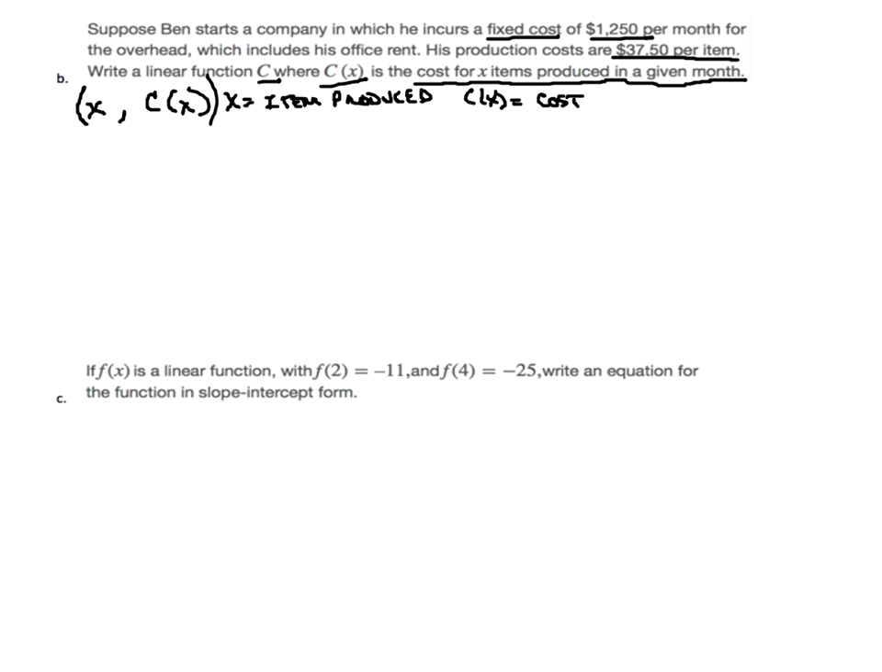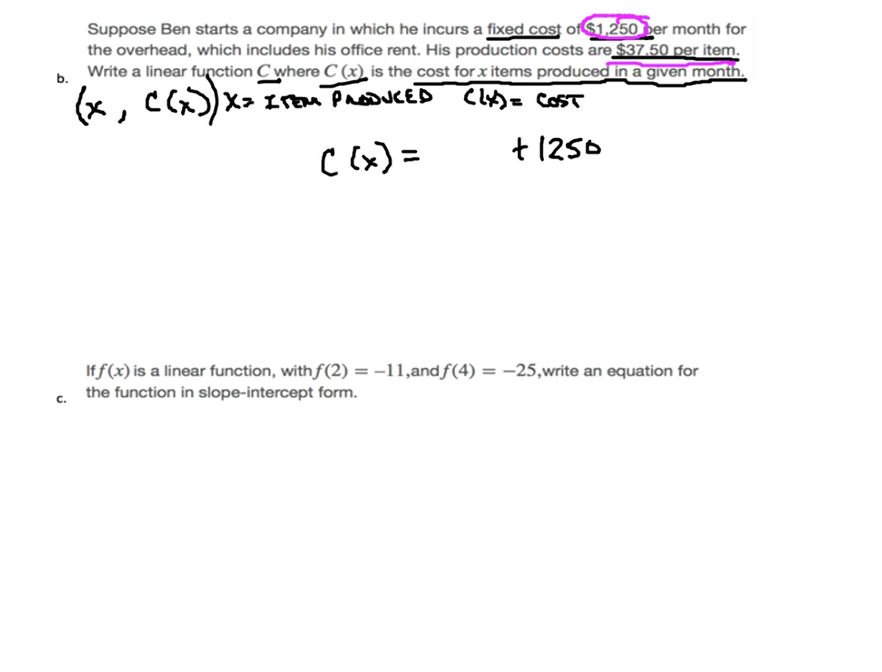Okay, so what I know I need to do, it doesn't matter how many items I produce, I have to pay my $12.50, I guess it's rent. I have to pay that no matter how many items I produce. So when I've produced 0 items, I have already started at owing $1,250.